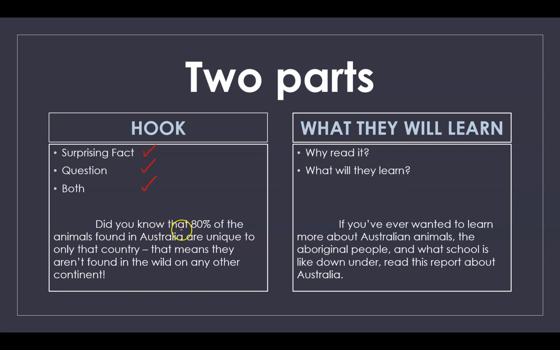I said, did you know that 80% of the animals found in Australia are unique to only that country? That means they aren't found in the wild on any other continent. So I thought that was really, really interesting, and that could be something that really gets my reader excited about everything else that I'm going to learn. So we call that our hook.